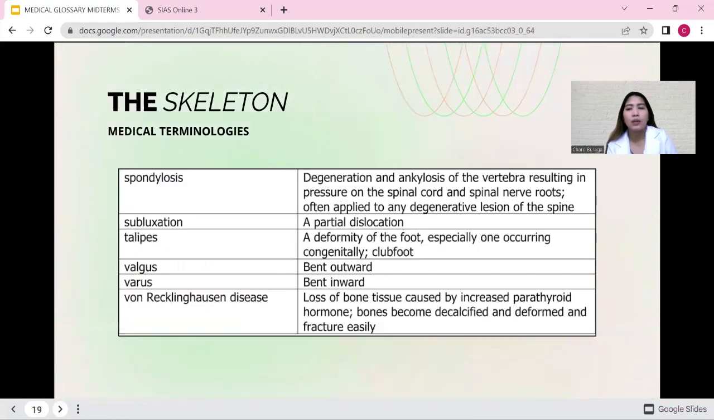Next, okay, the spondylosis. It is the degeneration and ankylosis of the vertebra sa likod, spondylo. Okay, alam niyo na yung kung spondylo, sa likod lagi. Subluxation, a partial dislocation. So, pag itong buto, nadidislocate siya, ibig sabihin, yung dito, wala siya dito, napunta dito. Yung buto mo dito. So, partial lang. Talipes, the talipes is deformity siya ng foot, paa. Especially occurring, congenital siya, ang talipes. It is congenital or tinatawag nating club foot.